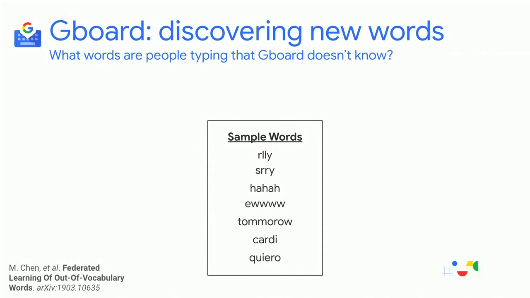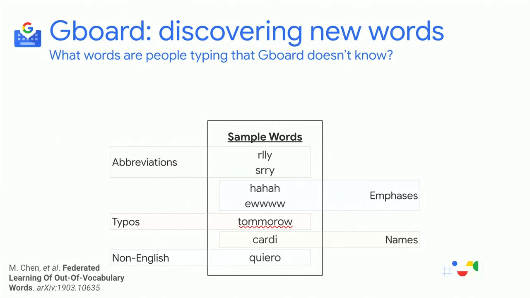And if we break these down a little bit, there's a mix of things. There are abbreviations, like "really" and "sorry," missing their vowels. There are extra letters added to "haha" and "ew," often for emphasis. There are typos that are common enough that they show up even though Gboard likes to autocorrect away from those. There are new names. And we also see examples of non-English words being typed in the English language keyboard, which is what this was, English in the US was what this was trained against. Those non-English words actually indicate another way that Gboard might improve. Gboard has, of course, an experience for typing in multiple languages, and perhaps there are ways that that multilingual experience or switching language more easily could be improved.